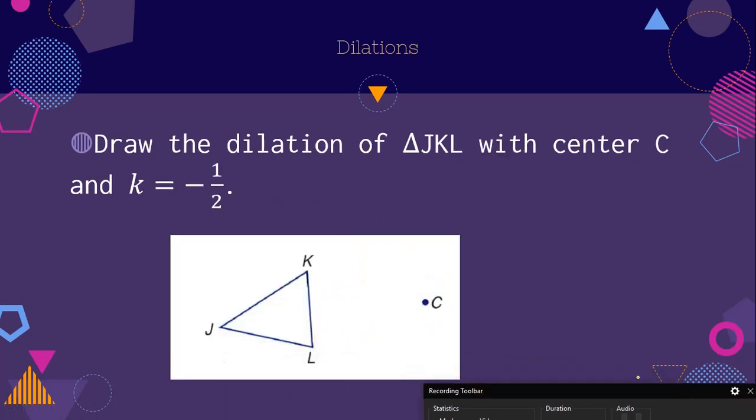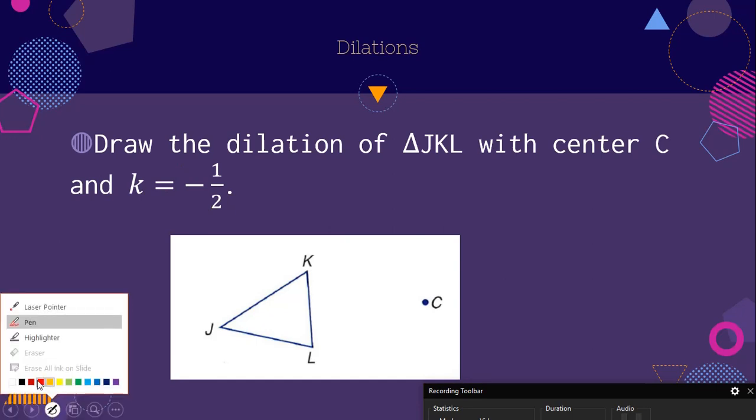Let's try this again. We're going to dilate triangle JKL. The center of dilation is again at C. This time the scale factor is -1/2. All right, this is a little bit different. So let's start with our ruler.